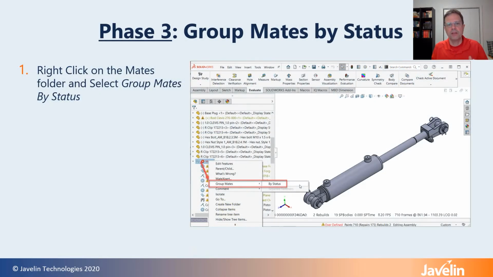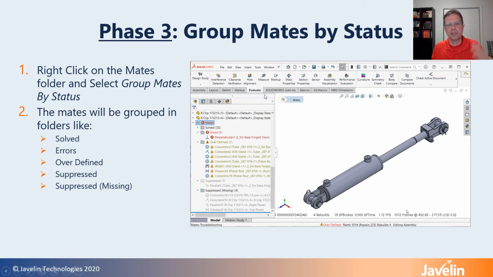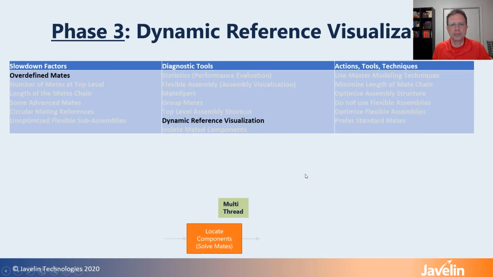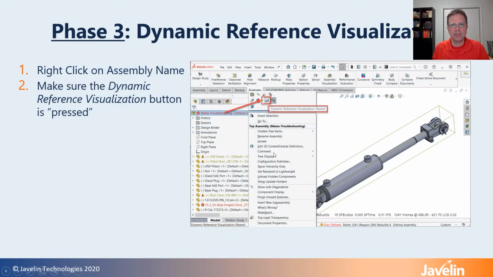Grouping mates is very, very useful. You group them by status. You can quickly see which ones have errors, which ones are overdefined. Dynamic reference visualization is something that I haven't covered. I just want you to remember, if you right click on the top name, you can show dynamic reference visualization.